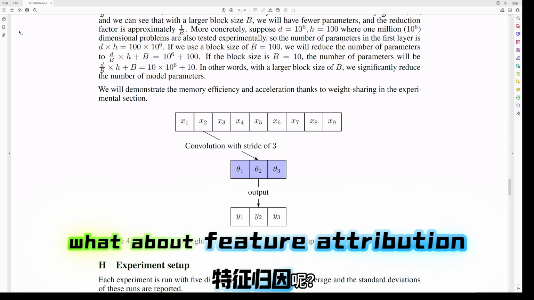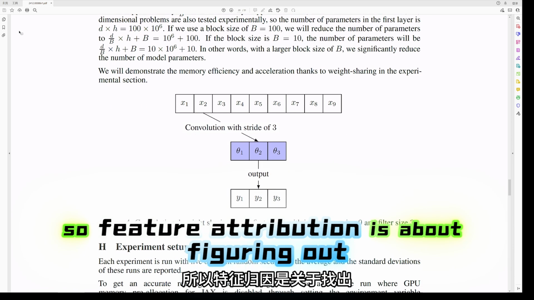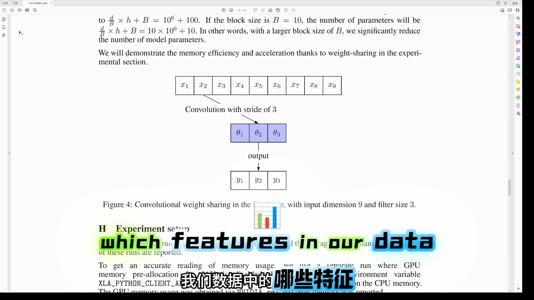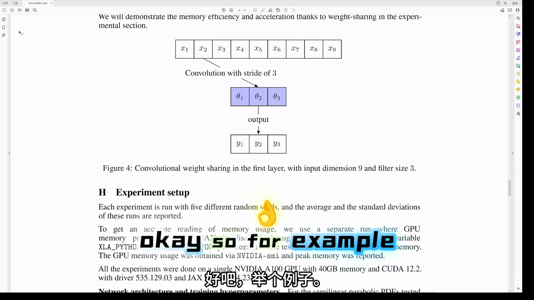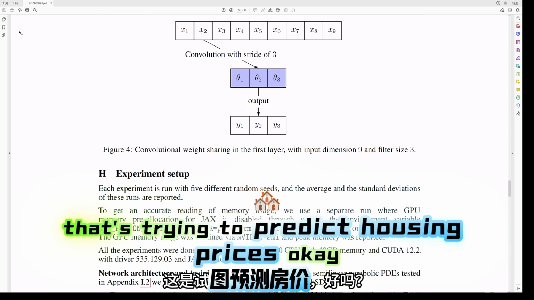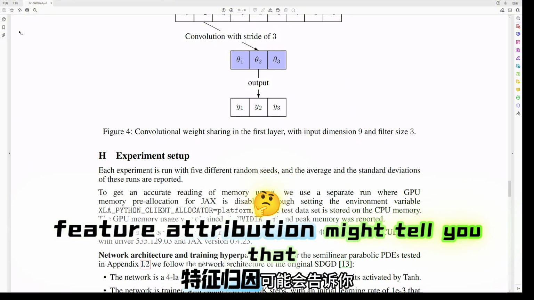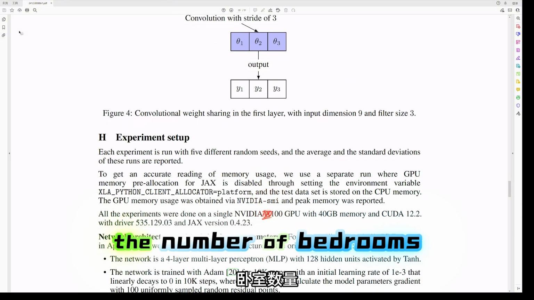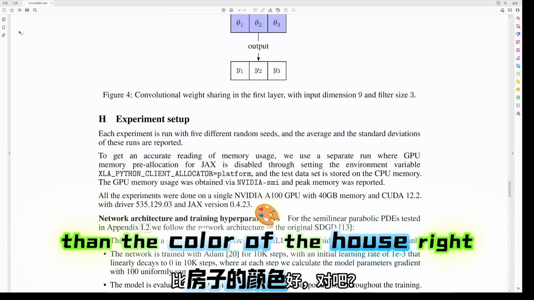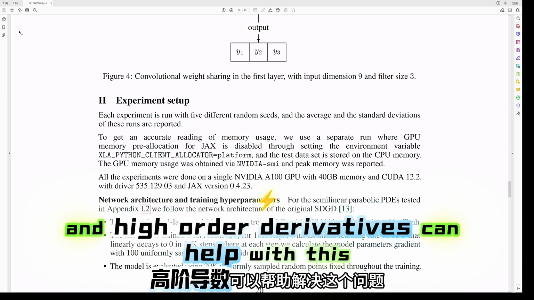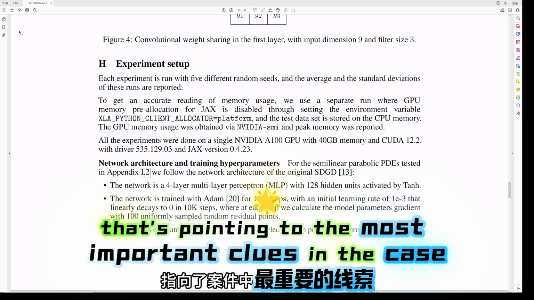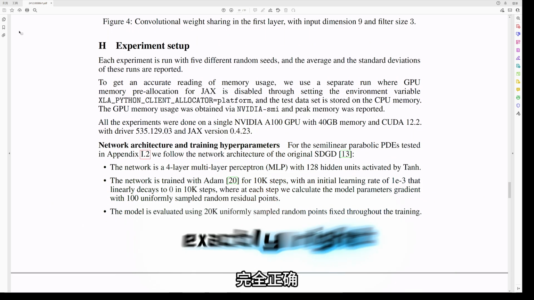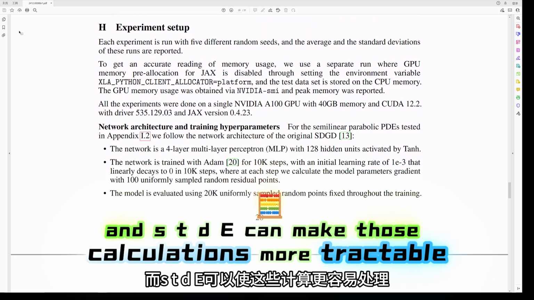What about feature attribution? So feature attribution is about figuring out which features in our data are the most important for our model's prediction. Okay. So for example, if you have a model that's trying to predict housing prices, feature attribution might tell you that the number of bedrooms is a more important feature than the color of the house. Right. That makes sense. And high-order derivatives can help with this. Okay, so it's like we have this detective that's pointing to the most important clues in the case. Exactly right. And STDE can make those calculations more tractable.